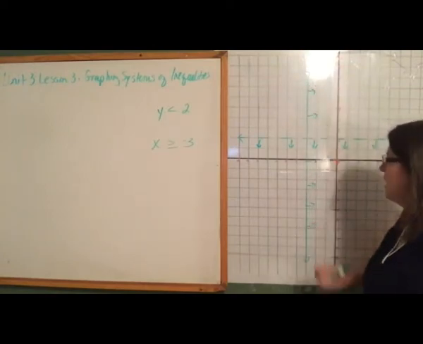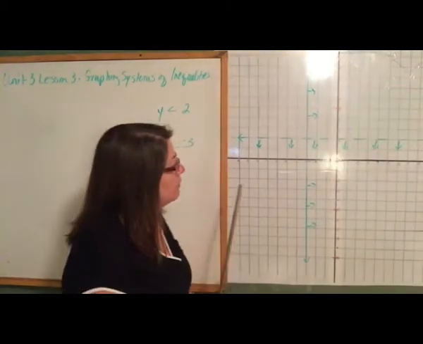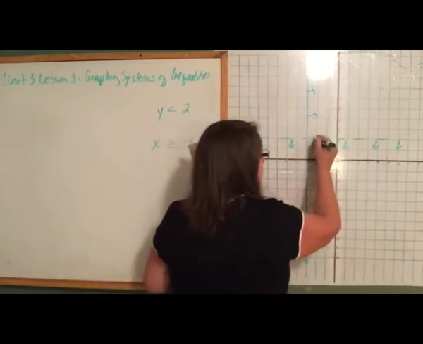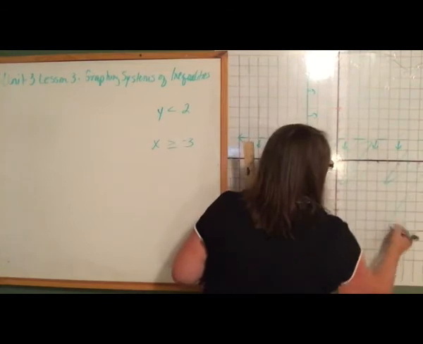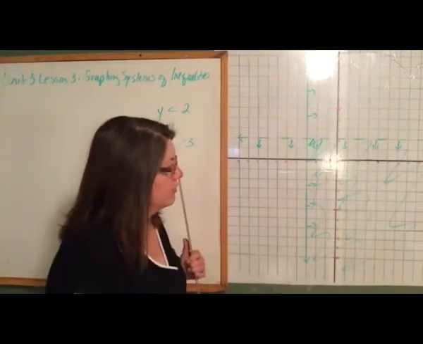And then I look at my graph and determine where both of those are shaded. Well, the region where both of those are shaded is in this section. So that is going to be the shading that I use for my answer.